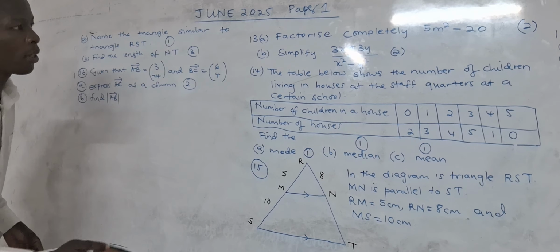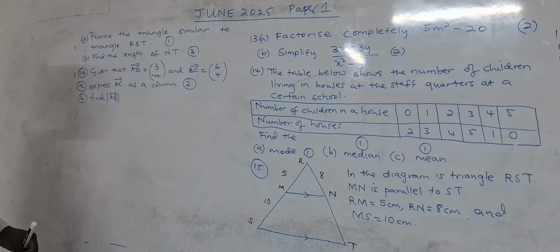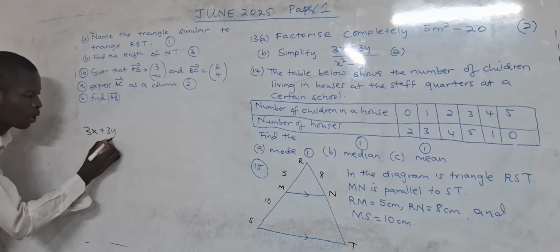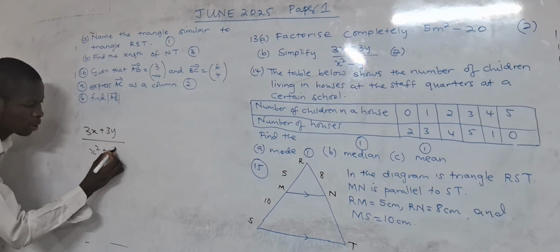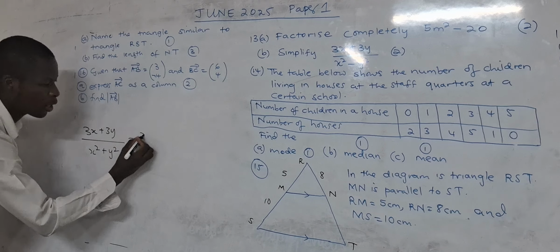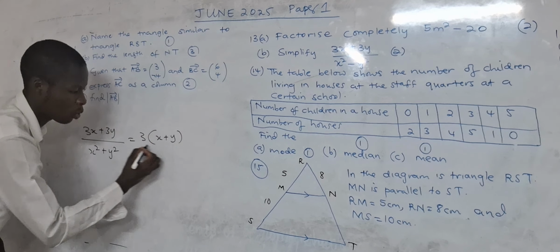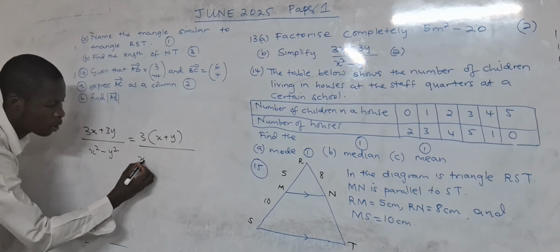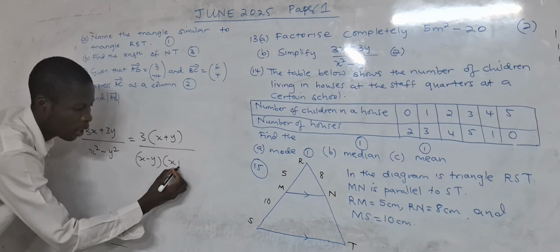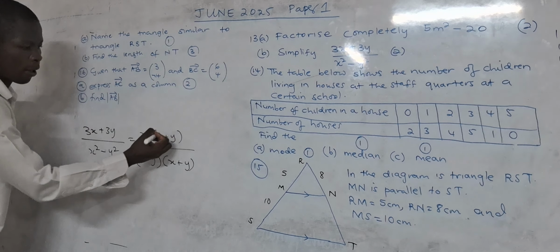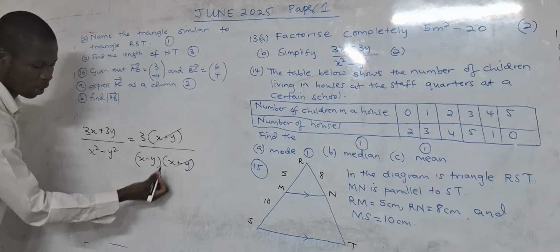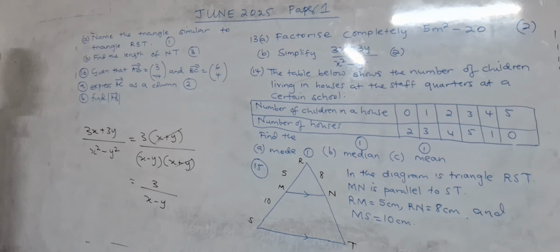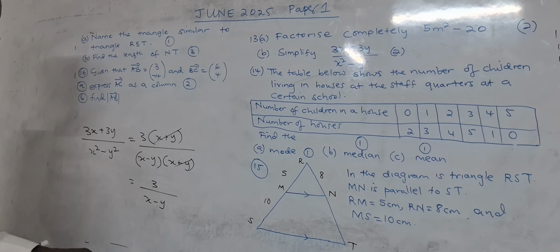13b. Simplify 3x plus 3y divided by x squared minus y squared. You factor out 3 in the numerator, you remain with x plus y. Here, this is the difference of the two squares, so this is x minus y into x plus y. You divide the numerator by x plus y and the denominator by x plus y. What is the answer? You remain with 3 divided by x minus y. This is the final answer.